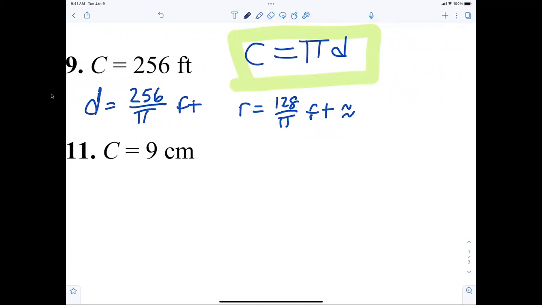81.47. 81 point what? 487. 407. 487. Anybody else agree with that? Everybody's good?